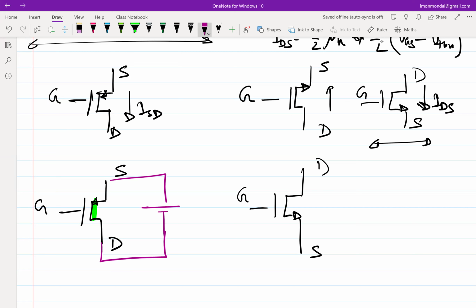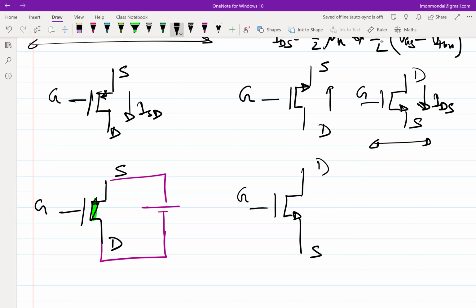The concentration of holes towards the drain is going to reduce, and the concentration of holes towards the source is as is. So as you keep on increasing VSD, or as you keep on reducing the drain voltage, the channel charge, instead of being rectangular, would become something like this. Do you recall?